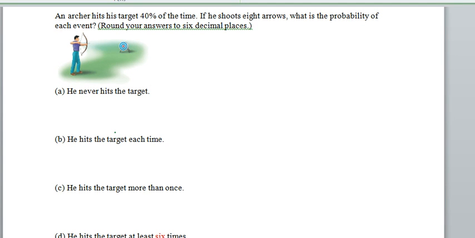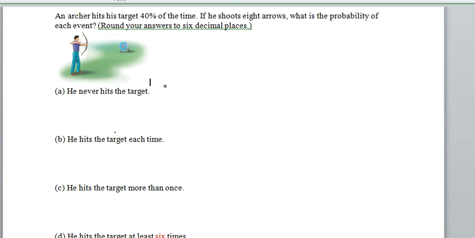An archer hits his target 40% of the time. If he shoots 8 arrows, what is the probability of each of the following events? We're going to round our answers to 6 decimal places. The first event is that he never hits the target.